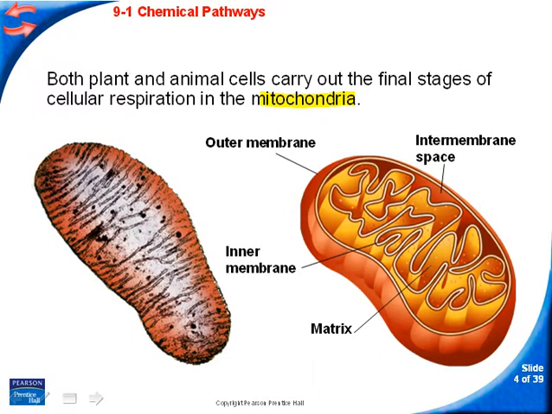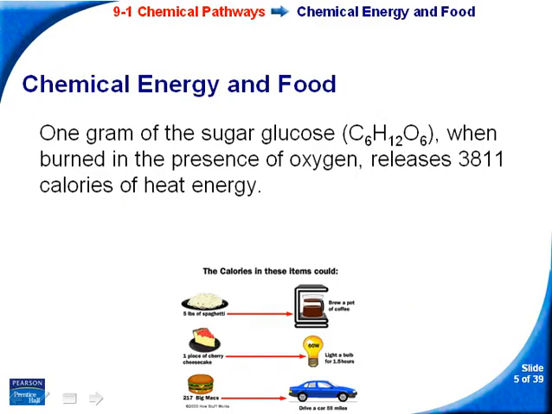It has many spaces and membranes inside, and these spaces, because they're folding membranes, maximize the amount of surface area with the membranes, which maximizes the amount of reactions that can occur. So we're talking about glucose, which we studied in photosynthesis, and we know that when we burn it in the presence of oxygen, which means a chemical reaction occurs with oxygen, it releases 3,811 calories of heat energy, and you can do things with heat energy.